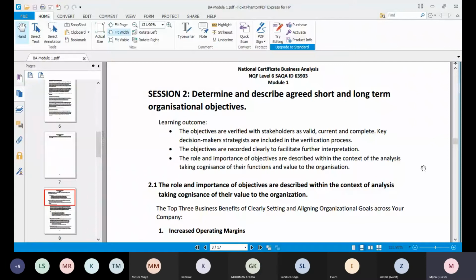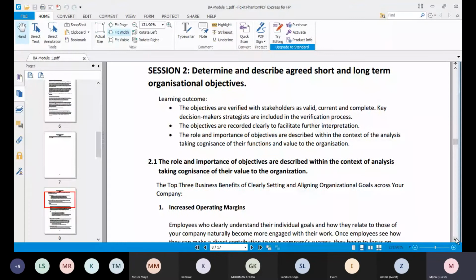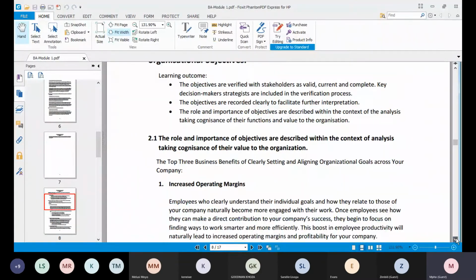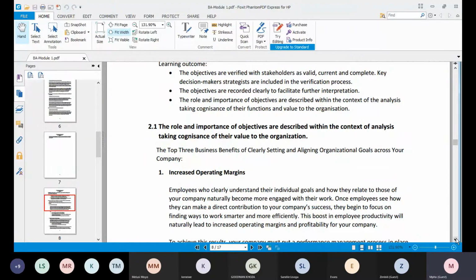So I'm just gonna go through one learning outcome from these three learning outcomes. The objectives are recorded clearly to facilitate further interpretation. Okay, I'm just gonna get straight into it. So 2.1, the role and importance of objectives are described within the context of analysis, taking cognizance of their value to the organization. Now, this section refers to employees having connection to the organization's goals and objectives.